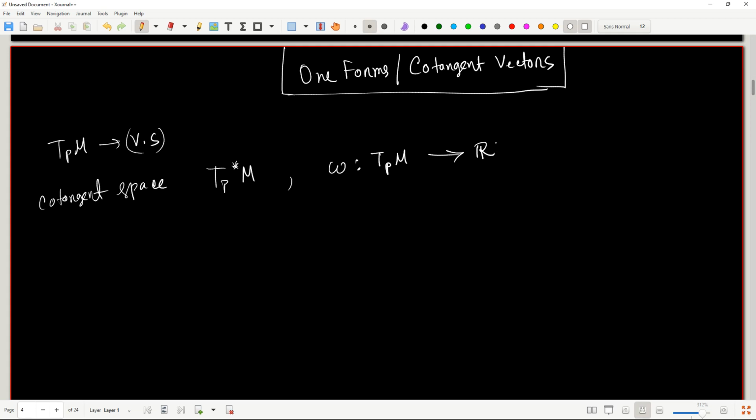Okay, the simplest example of a one form or a cotangent vector on a manifold is the differential df. Example, this is a one form. We'll talk more about forms later. For now we're calling it a one form because you can think of it like this: by saying one form there is just one d, but it will be more clear when we talk about differential forms.